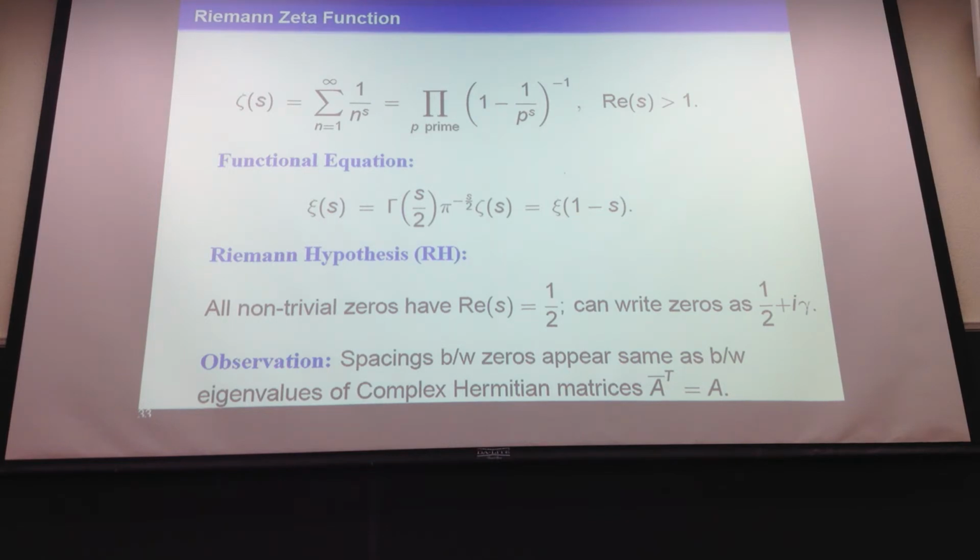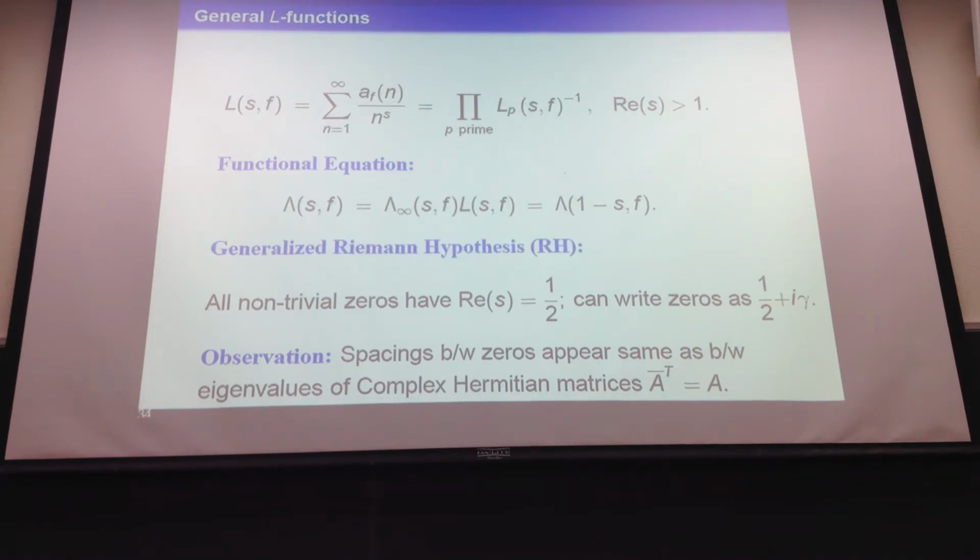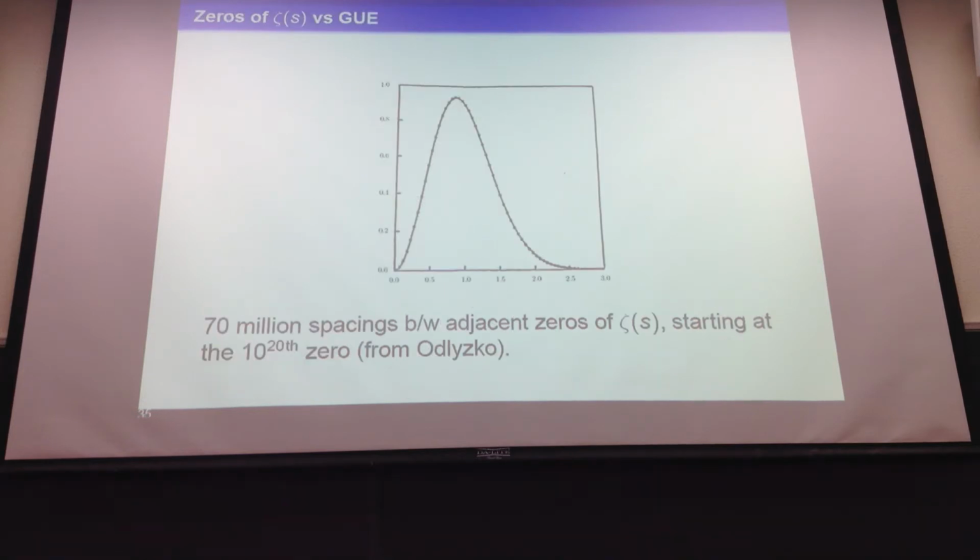And the observation was that the spacings between zeros appeared the same as the spacings between eigenvalues of complex Hermitian matrices. If you looked really carefully, you should have seen slight changes in the slide as I advanced. This is looking at a more general L function. We just put an a_n here now rather than a 1. We now have a product over these local factors. We have a functional equation. We have a Riemann hypothesis again.